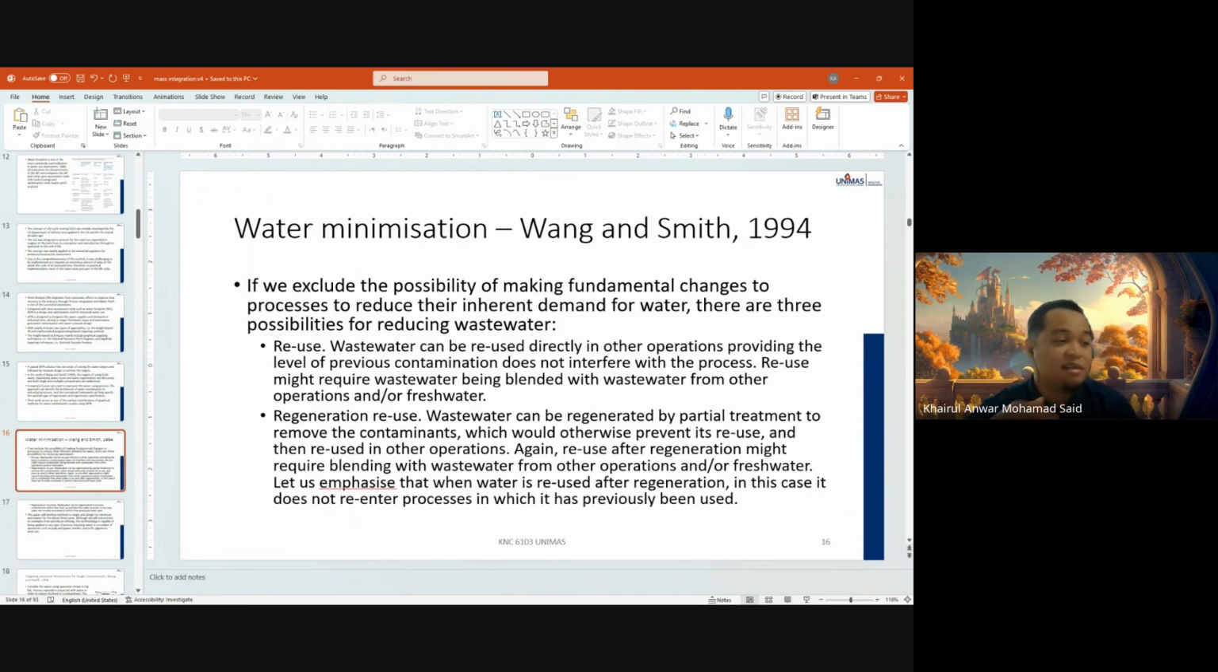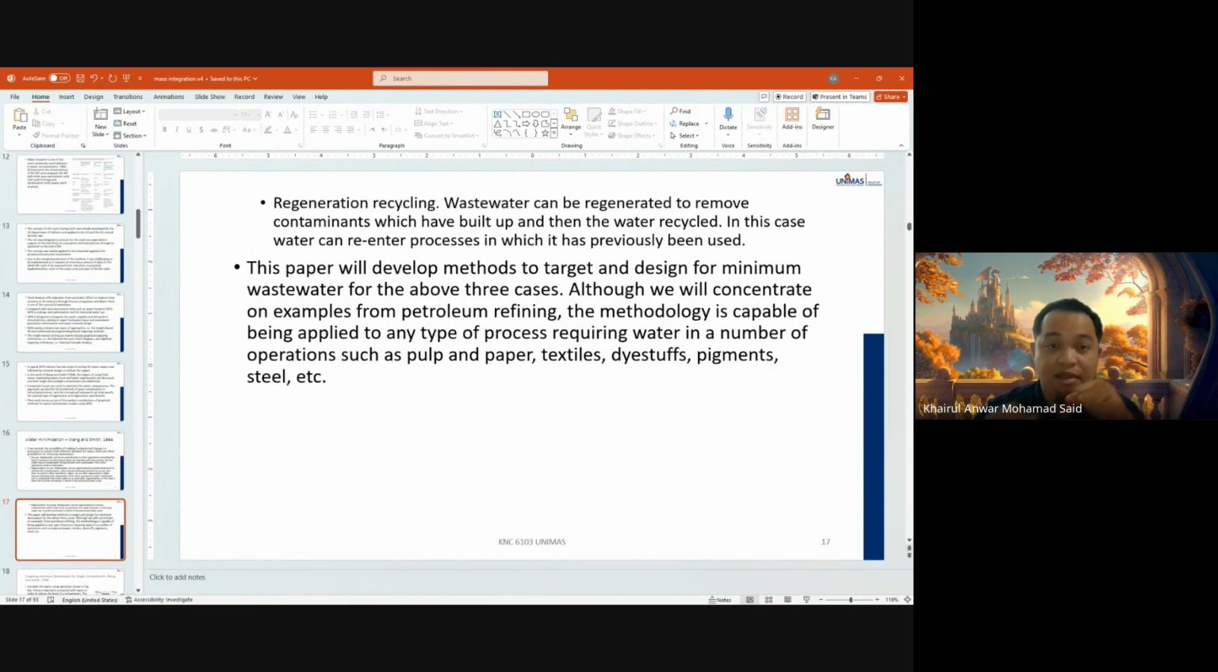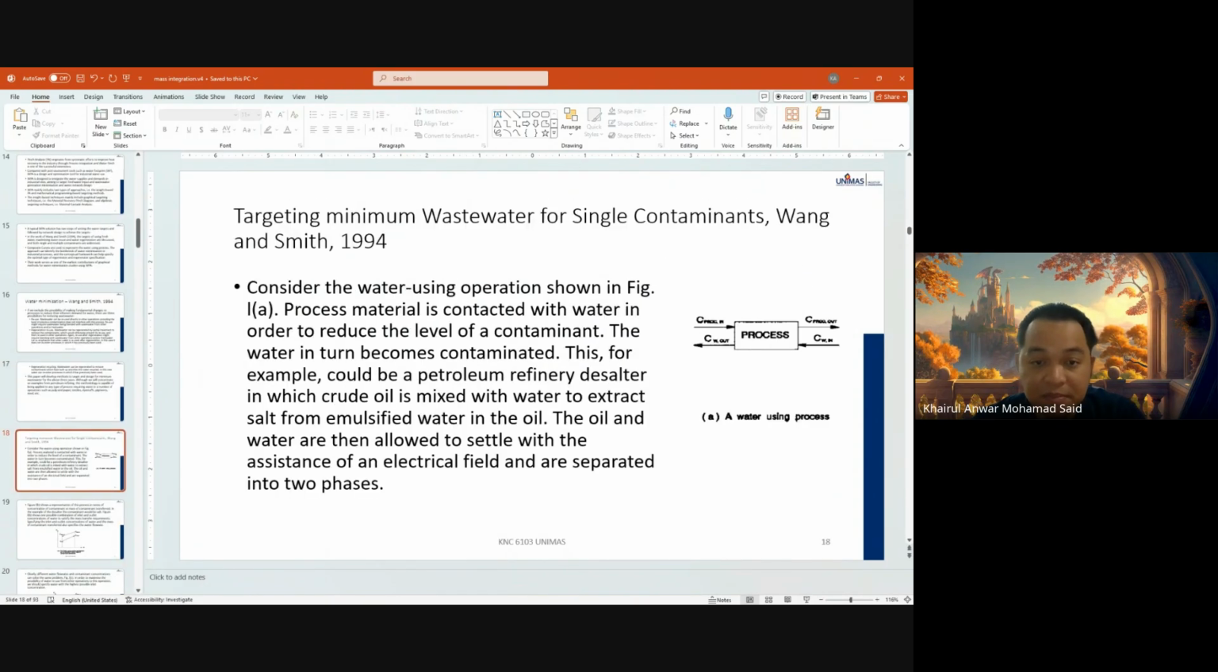Next is the desalter. Look at the refinery unit, the desalter. So in this paper, Wang Smith is using the desalter as the case study. So let's look at the classic refinery unit, the desalter.